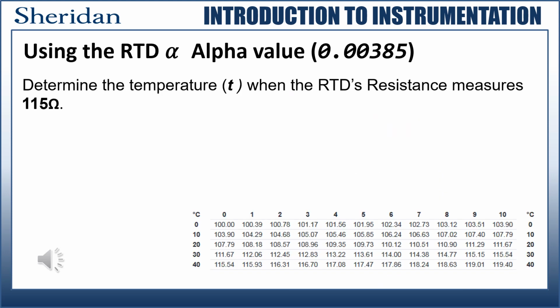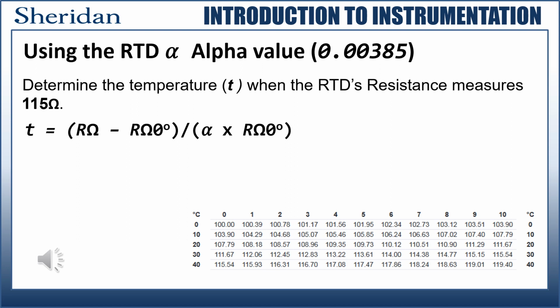Let's use the alpha number in this example. The alpha from our example manufacturer is 0.00385. You'll be using a different alpha number in the lab. The formula used to calculate the temperature is the resistance measured minus the resistance at 0 Celsius, divided by the alpha times the resistance at 0. This gives us the following.